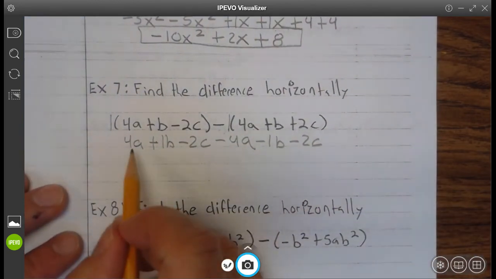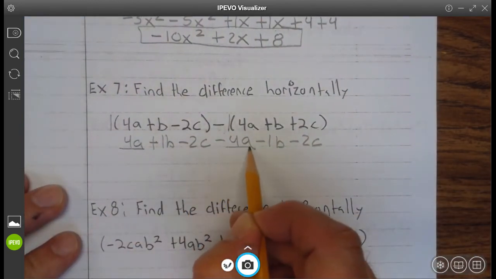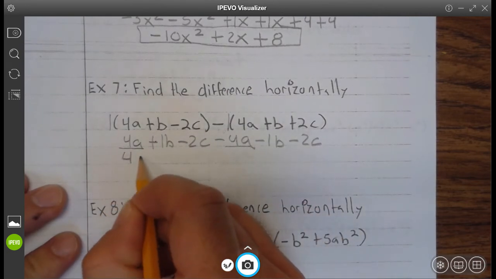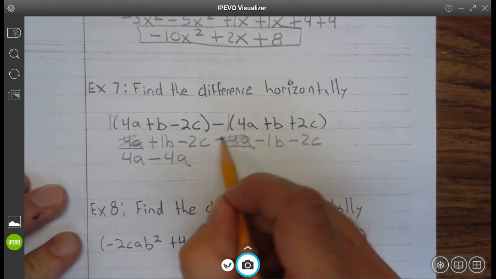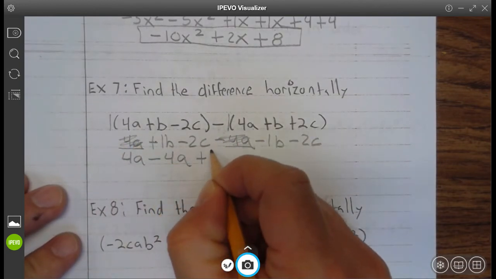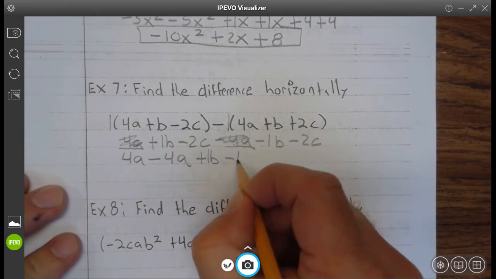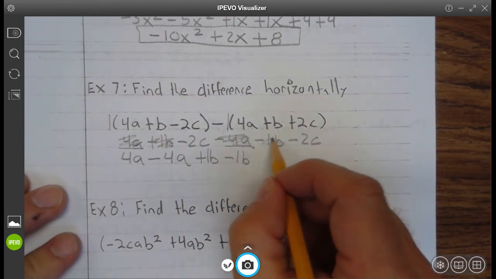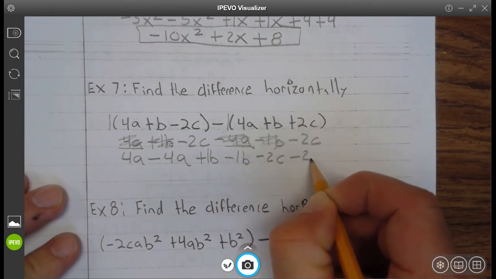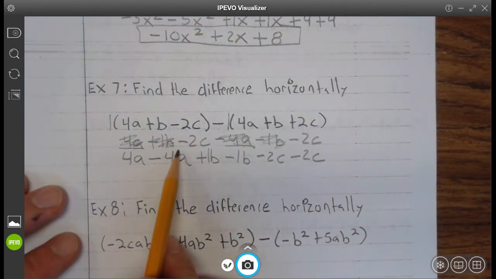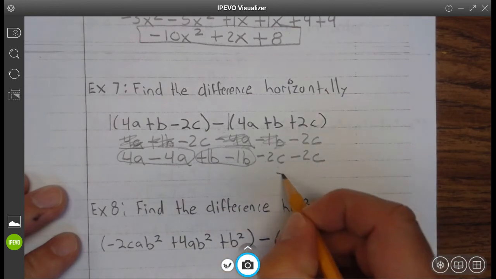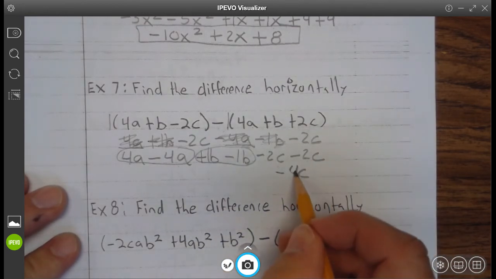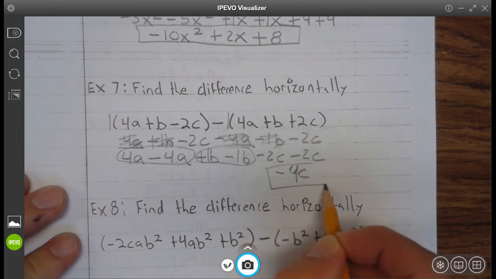Now we want to go alphabetic order, so we want to do the a's first. So we have 4a minus 4a. So we've got those. Mark those out. What do we have left? We have a plus 1b minus 1b. Done with those. And then a minus 2c minus 2c. Well, 4a minus 4a is 0. 1b minus 1b is 0. So then negative 2c and negative 2c is negative 4c.